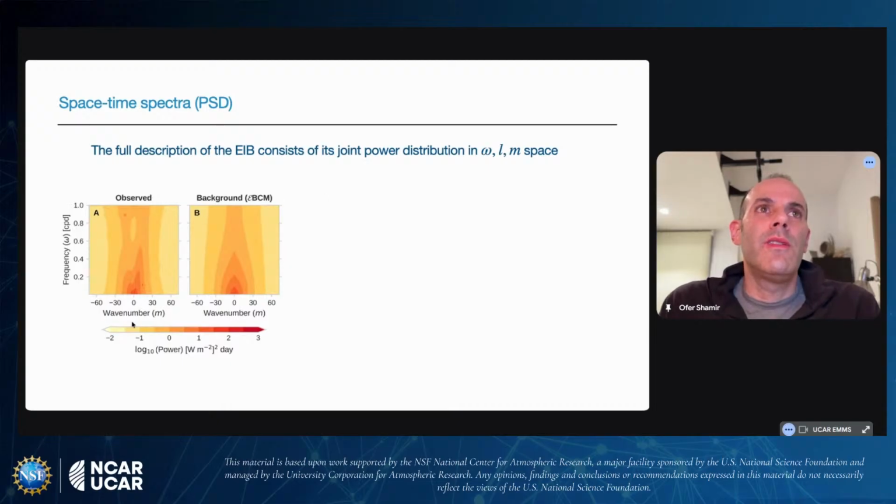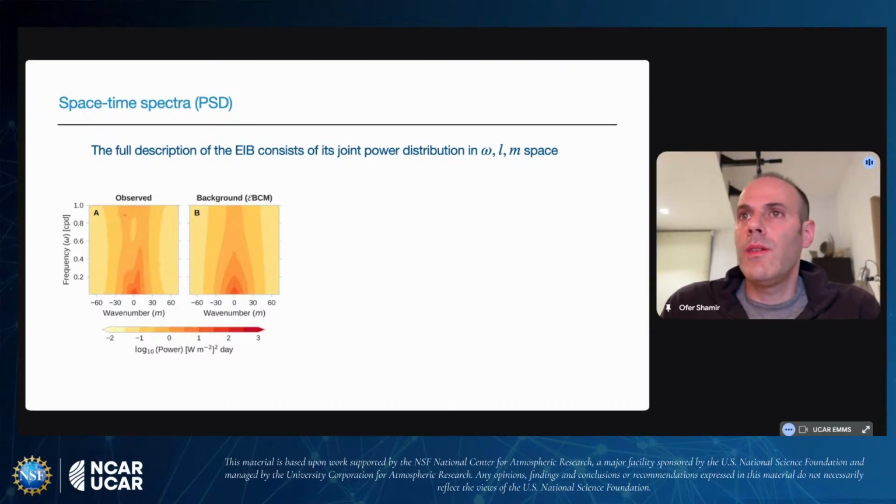So on the left is, again, the observed power spectrum, as a function of frequency on the ordinate and wave number on the abscissa, where now I'm showing the full range of wave numbers and not just between -15 and 15, as is usually done in the tropics. And on the right here, I'm showing our estimation of the background.